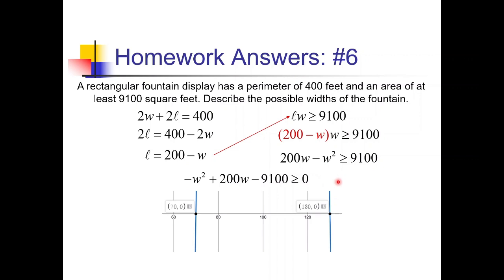So we were looking for values of w that made this thing positive, greater than 0. The parabola is above the x-axis in between 70 and 130. So our solution then, our fountain is going to have possible widths that are 70 less than or equal to w less than or equal to 130. And that's going to be in units of feet.